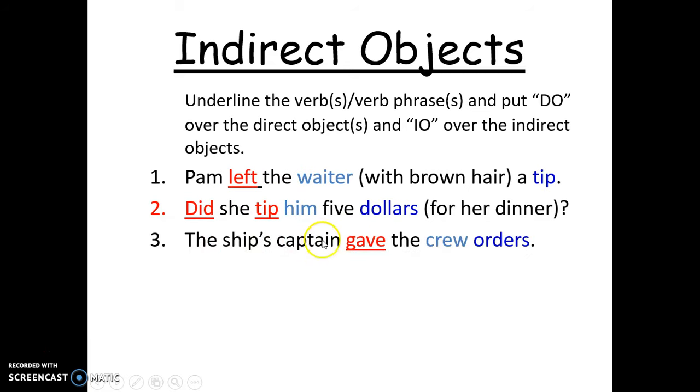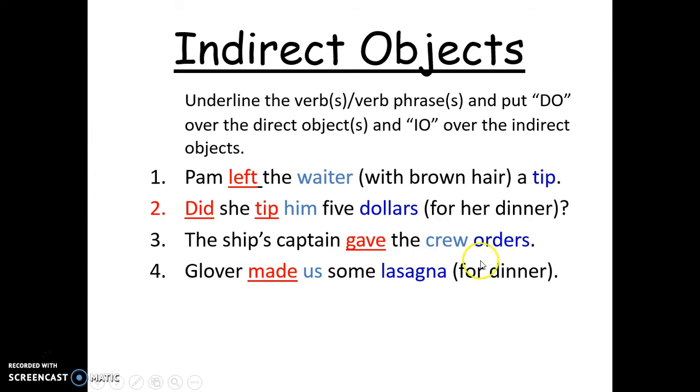The ship's captain gave the crew orders. There are no prepositional phrases. Gave is your action verb. Orders is your direct object. What did he give? He gave orders. To whom did he give the orders? The crew. Notice once again, your IDO is always between your direct object and your verb.